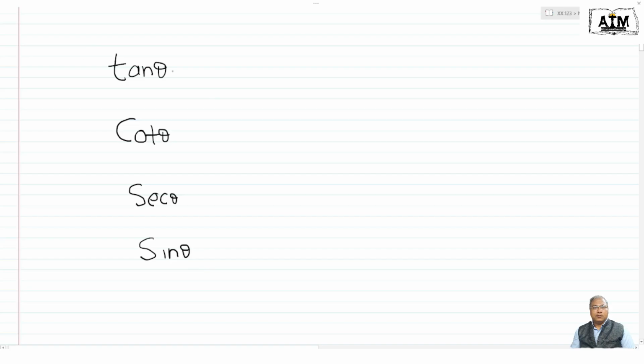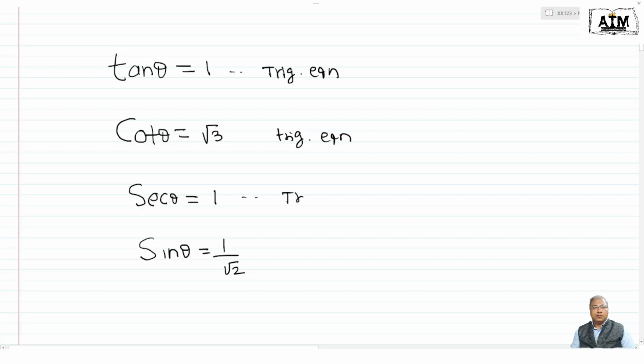But if you write tan theta equals 1, now it is not a trigonometric function, it is a trigonometric equation. Cot theta equals, suppose you write root 3, then it is a trigonometric equation. It is not a trigonometric function now. So sec theta equals 1, sin theta equals 1 upon root 2. These are also trigonometric equations.